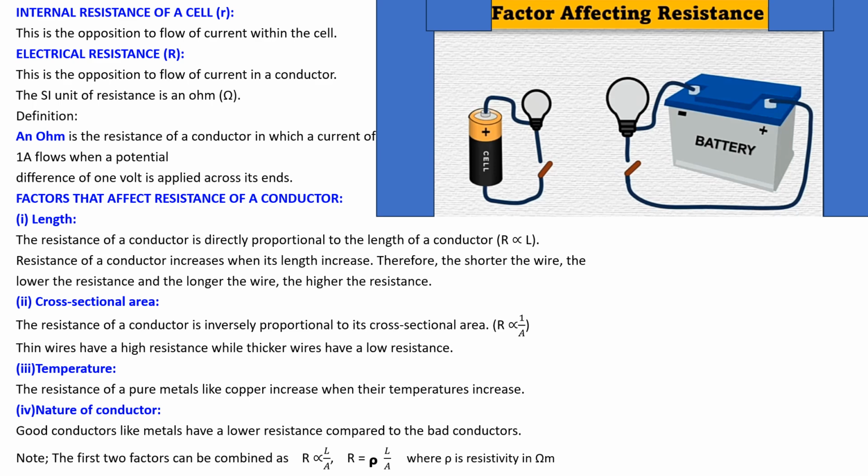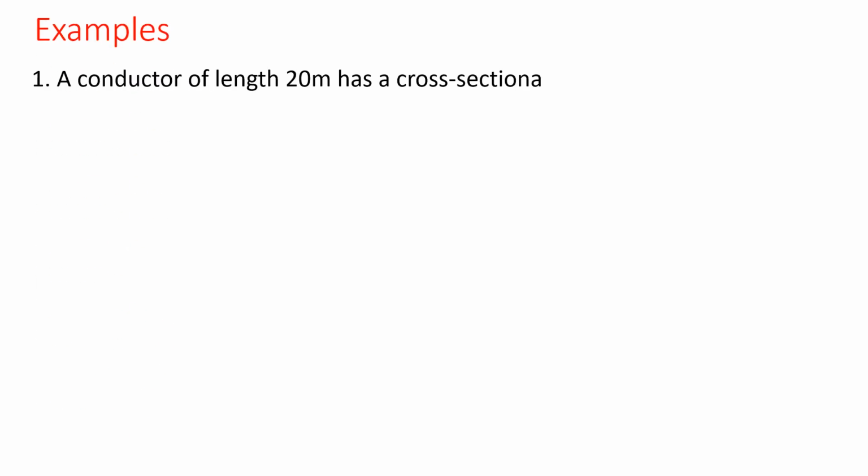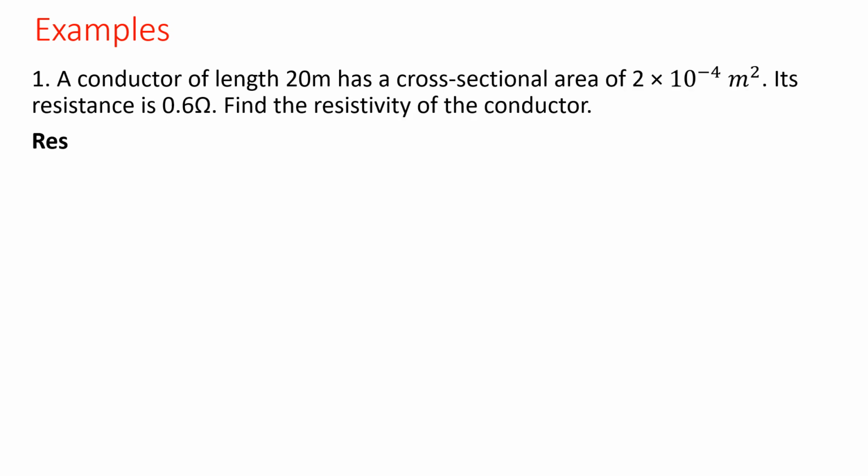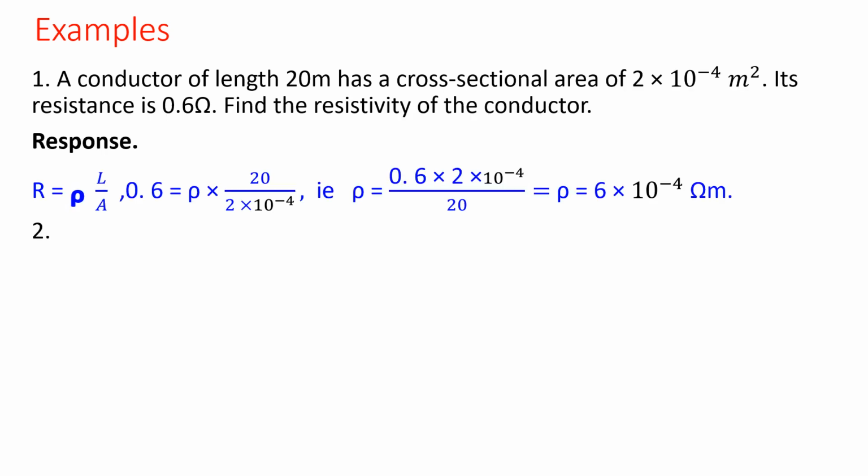So let's move to the next. The examples, I will just go through them very fast. Look at what is given: cross-section area and length. They want us to find what? Resistivity. We substitute in the formula, we get our answer as 6 exponent negative 4 ohm meter.